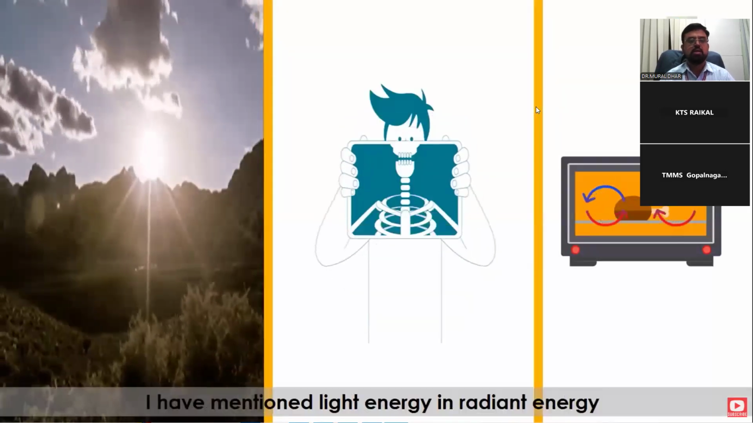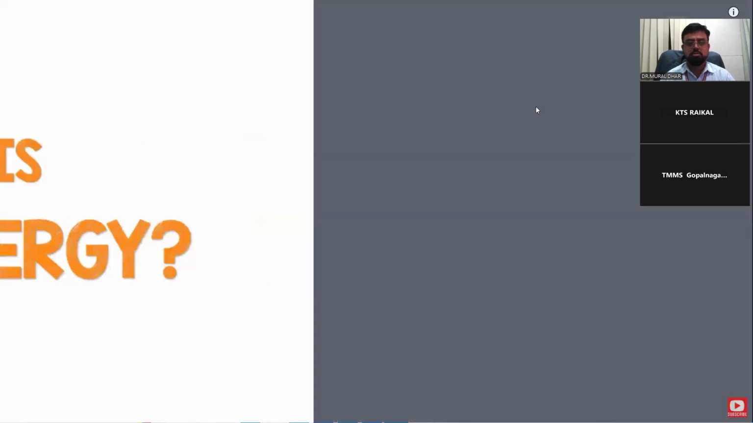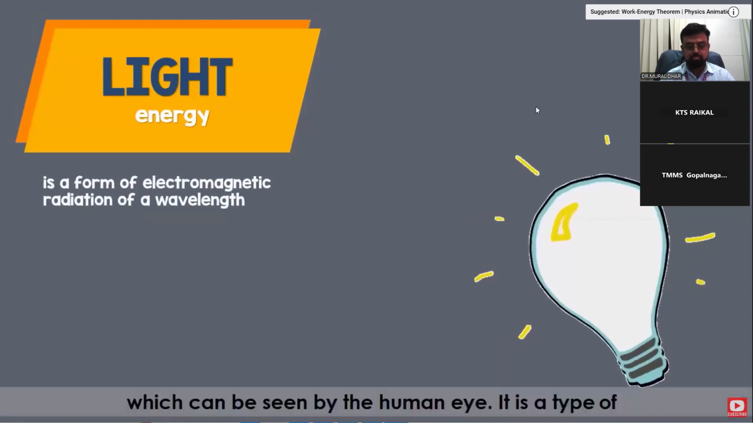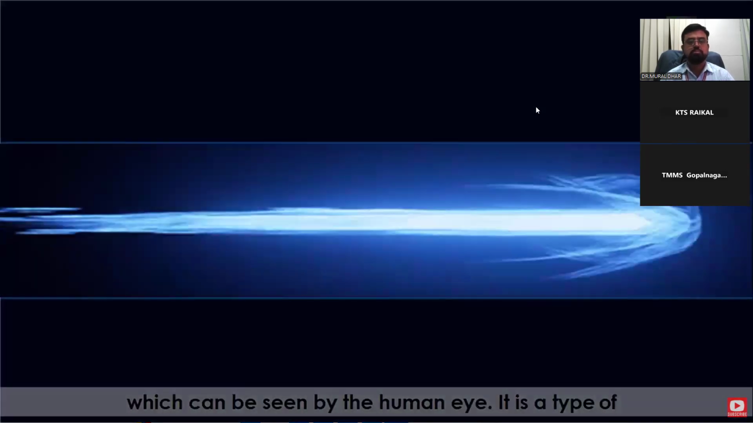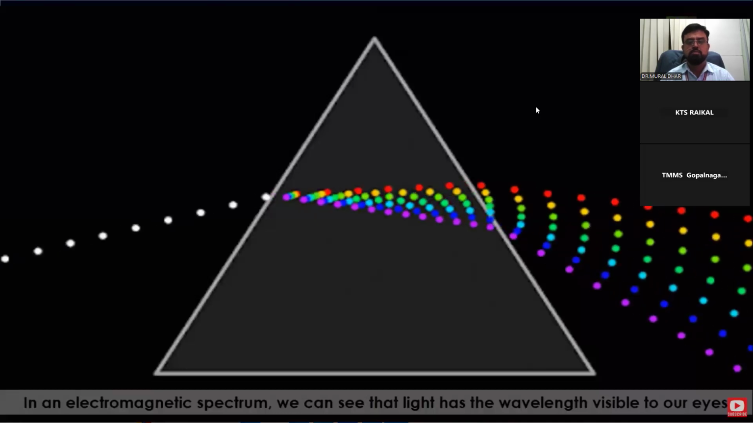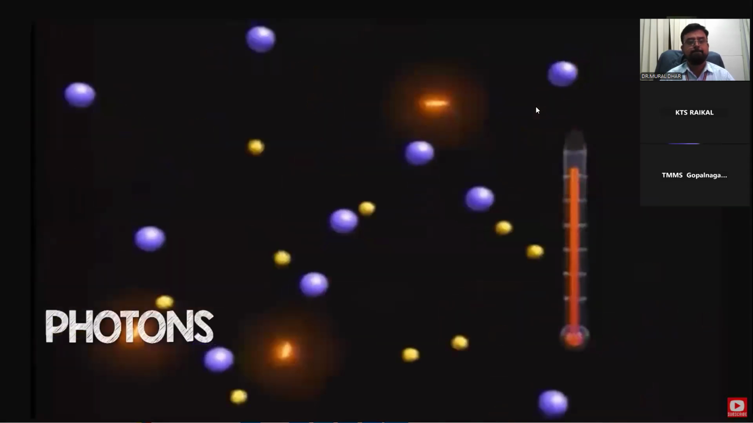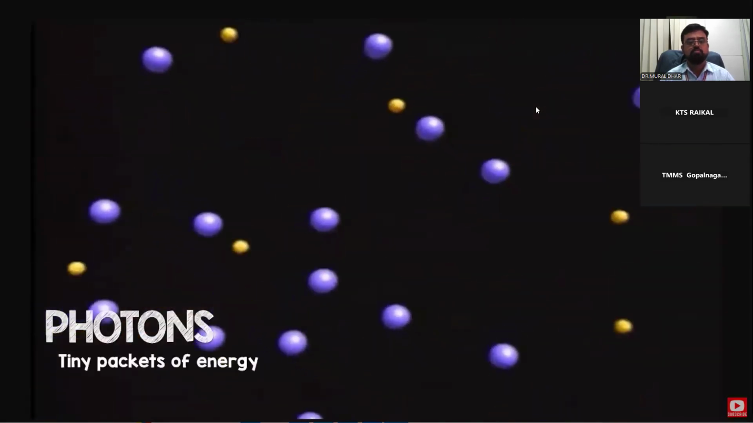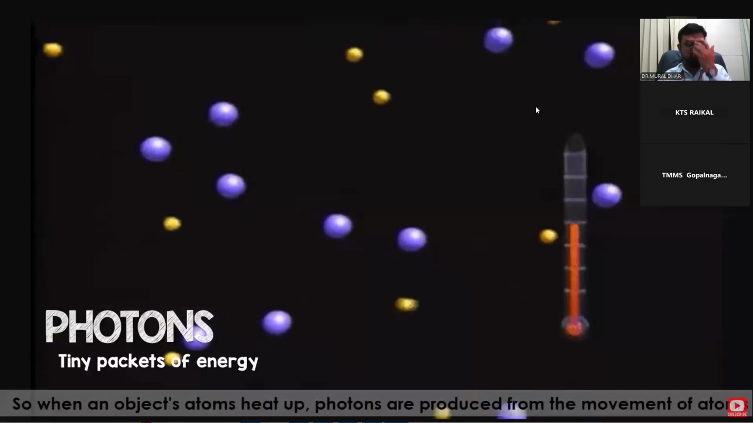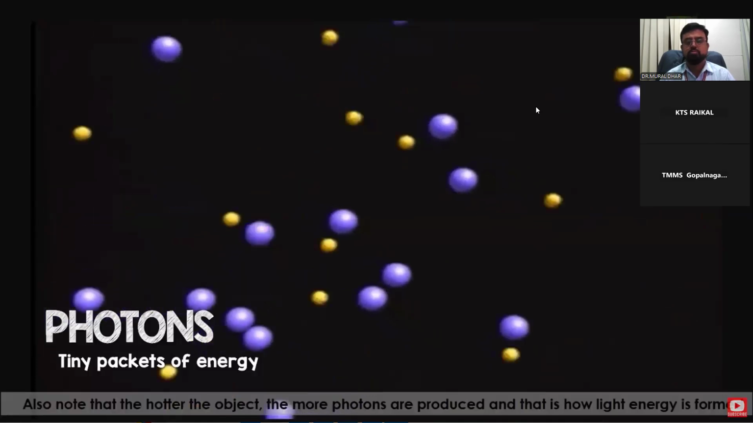I have mentioned light energy and radiant energy. But what is light energy? Light energy is a form of electromagnetic radiation of a wavelength which can be seen by the human eye. It is a type of kinetic energy. In the electromagnetic spectrum, we can see that light has the wavelength visible to our eyes. Light energy is formed through the movement of photons. Photons are like tiny packets of energy. So when an object's atoms heat up, photons are produced from the movement of atoms. Also note that the hotter the object, the more photons are produced, and that is how light energy is formed.